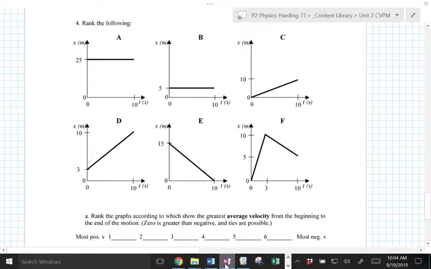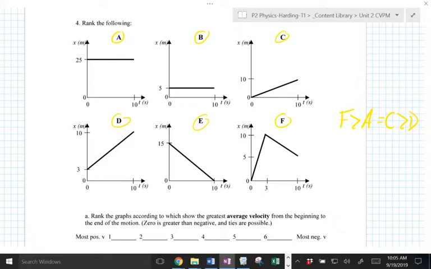When you are doing a ranking, I think this is the first time we've done a ranking this year. These are labeled A, B, C, D, E, F. So your ranking might look like F greater than A equal to C greater than D. So you've got to figure out which of these graphs shows the greatest average velocity.